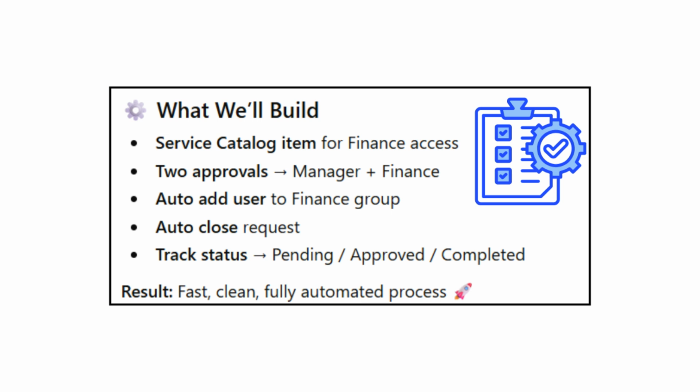So, in this video, we will automate the entire process in ServiceNow. We will create a proper catalog item with the name Finance Application Access. We will build a Flow Designer flow with two approvals. One is from the user's manager and the second is from the finance group manager. And once both are approved, then we will automatically add the user in the finance access group and close the request.